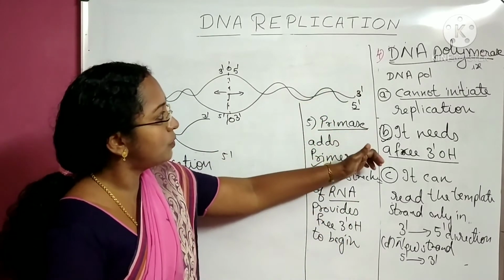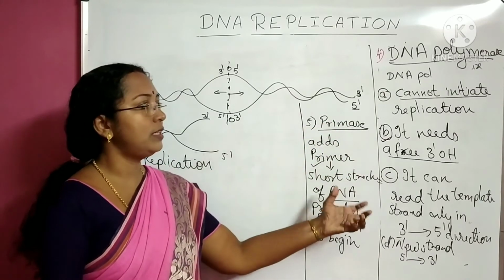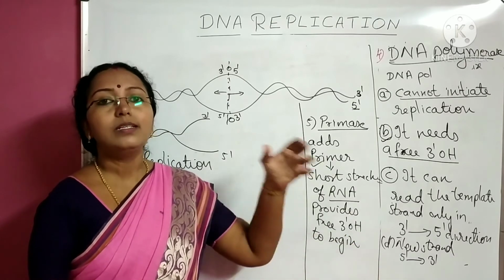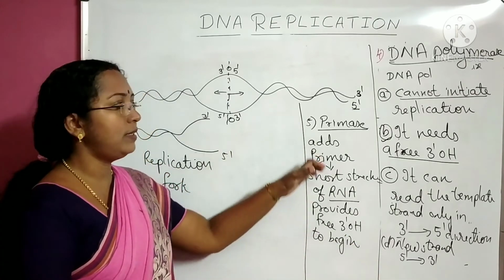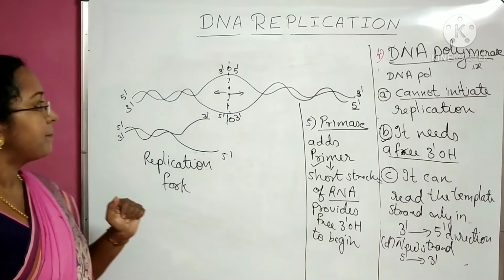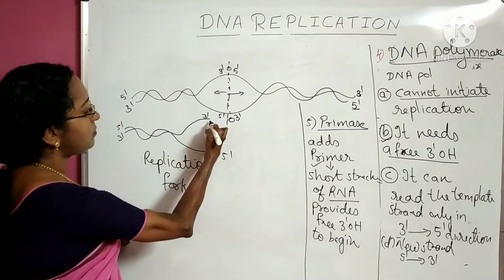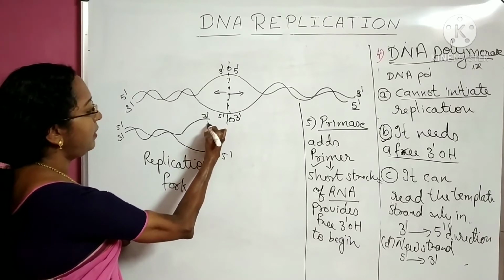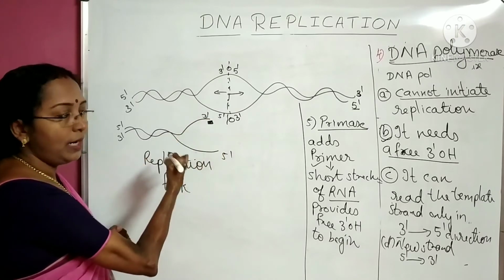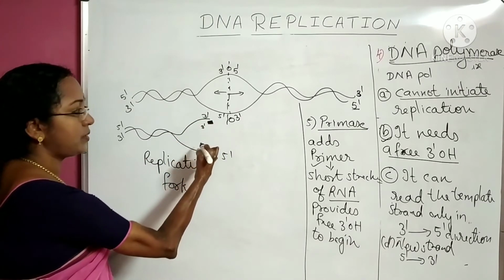So the first two features, or the first two drawbacks, I can say, it cannot initiate, and it needs a free 3' OH. These are the drawbacks of DNA polymerase. So that is solved by the enzyme primase by adding a primer. Okay, so here I am adding the primer. This primer is providing a free 3' OH.